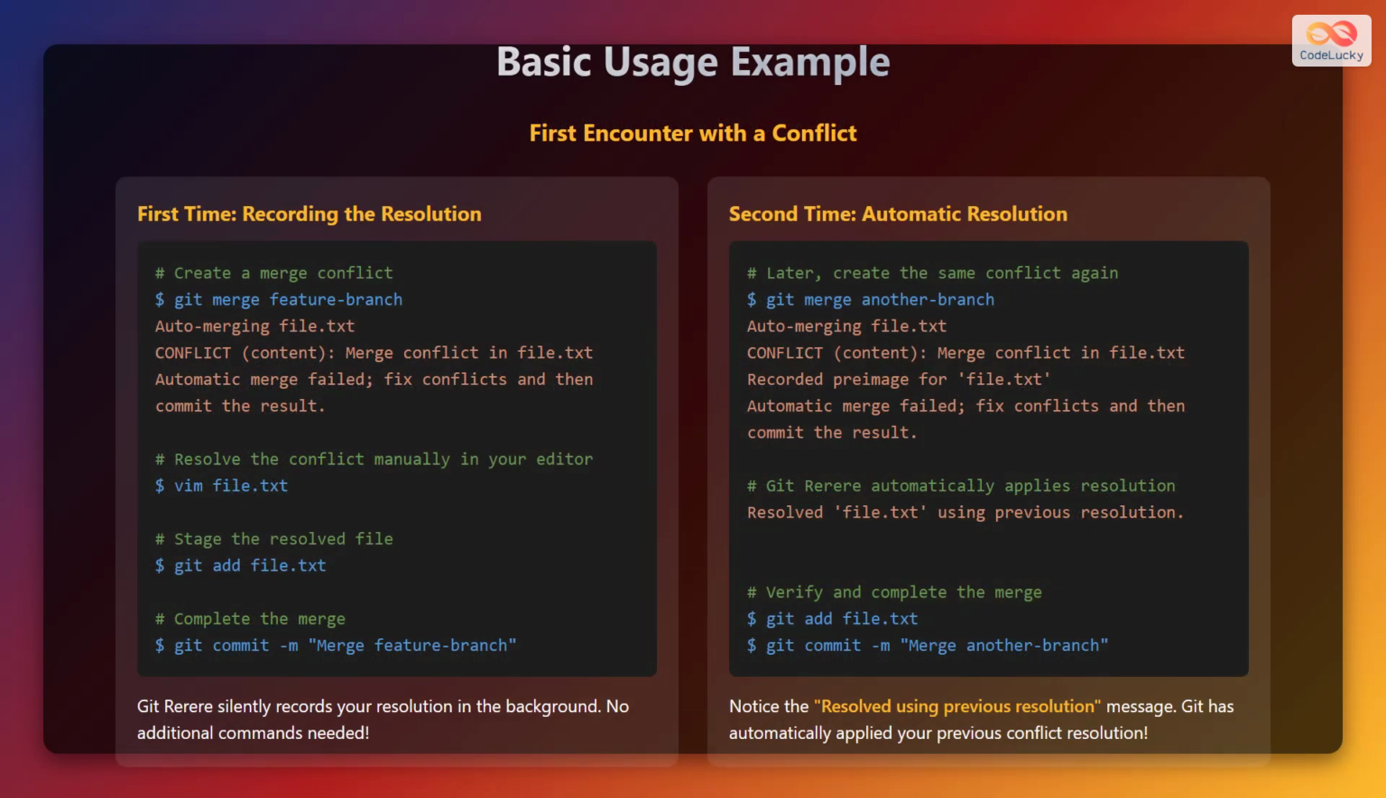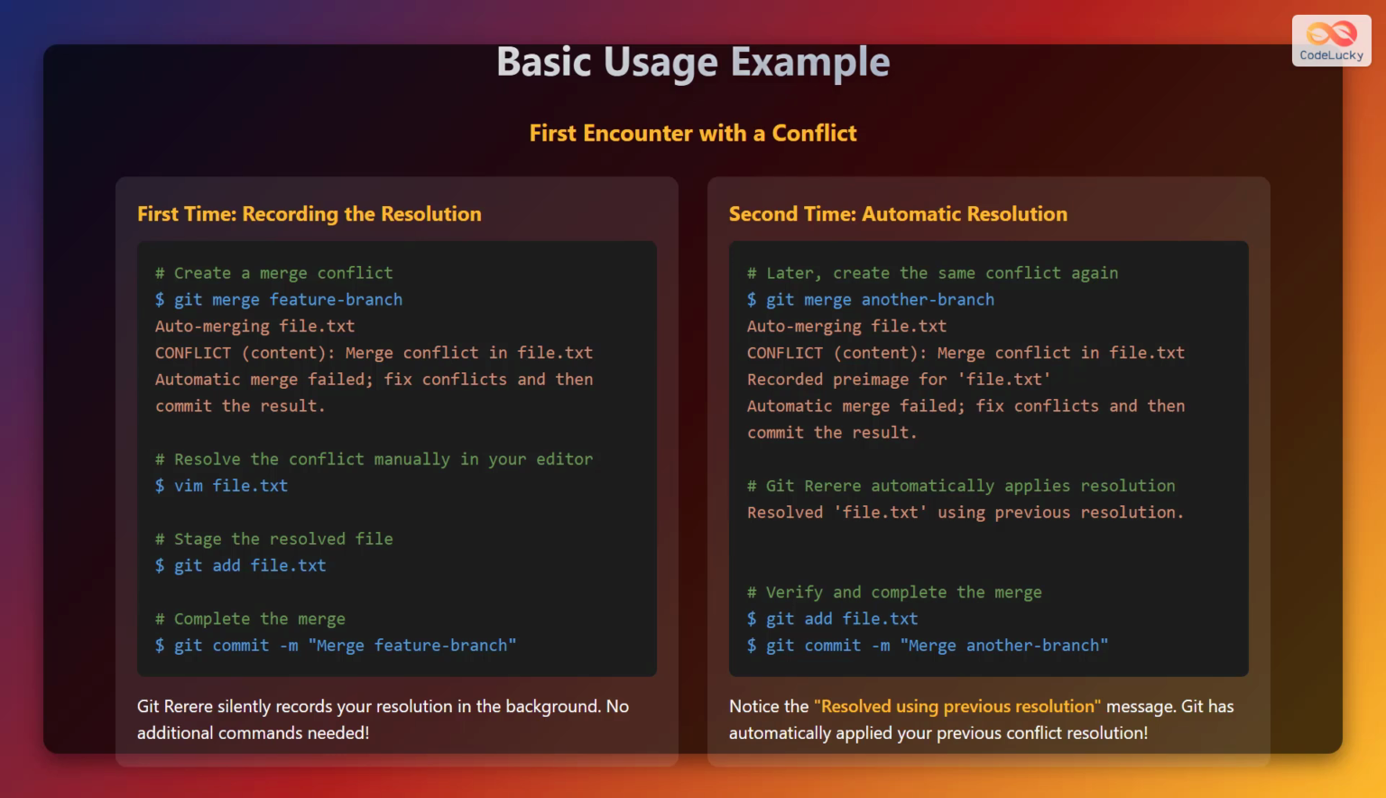Let's walk through a basic usage example. When you encounter a conflict for the first time, Rerere records the resolution. Create a merge conflict using the command git merge feature-branch. Resolve the conflict manually in your editor. Then stage the resolved file using the command git add file-name. Finally, complete the merge using the command git commit -m "merge feature-branch". Git Rerere silently records your resolution in the background.